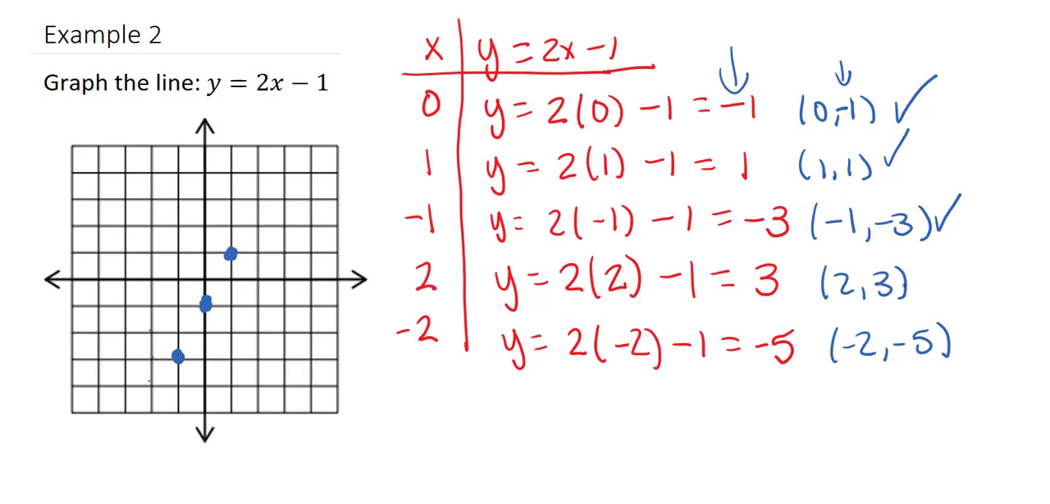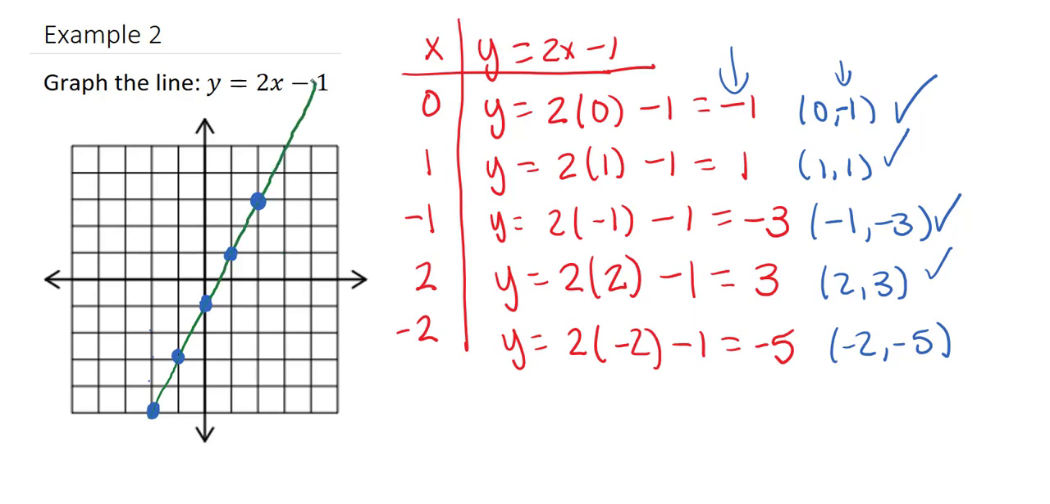2, 3 then. Start at the origin. We need to move to the right 2, then up 3. So we'll place a dot right there. Then we have negative 2 and negative 5. So we start at the origin. We need to go to the left 2, and then down 5. So 1, 2, 3, 4, 5. So it's right there. Then we need to draw a line between it all. So we just connect it like this.